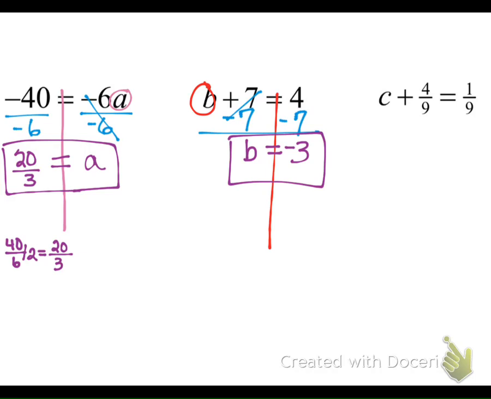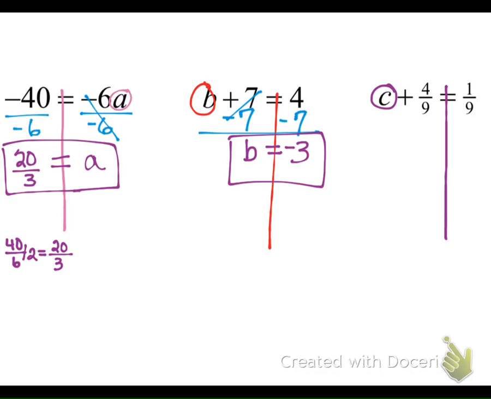Moving on to fractions. We have c plus 4 over 9 equals 1 over 9. When I add and subtract fractions, what must they have? Yeah, the same denominator, a common denominator. With this particular problem, the fractions already have the same denominator.